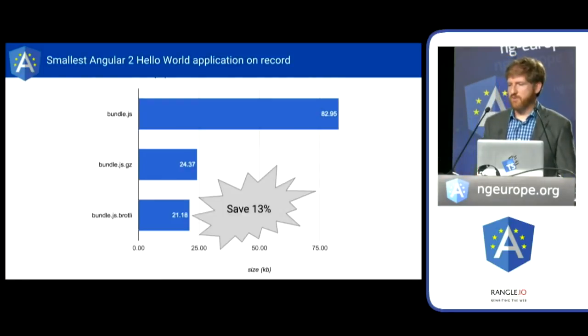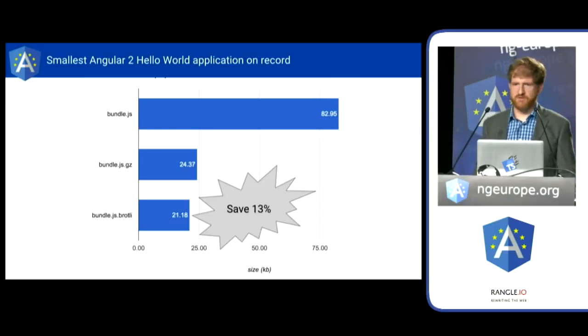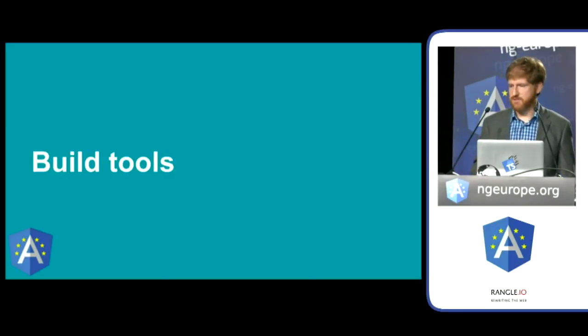We did an experiment with the smallest Angular 2 app we've made to date, which was 83K before compression, and we saved about 13% with the Brotli version versus the gzip version. So this is something you could just enable for your app, and you would benefit from this even if you haven't done all of the other optimizations.